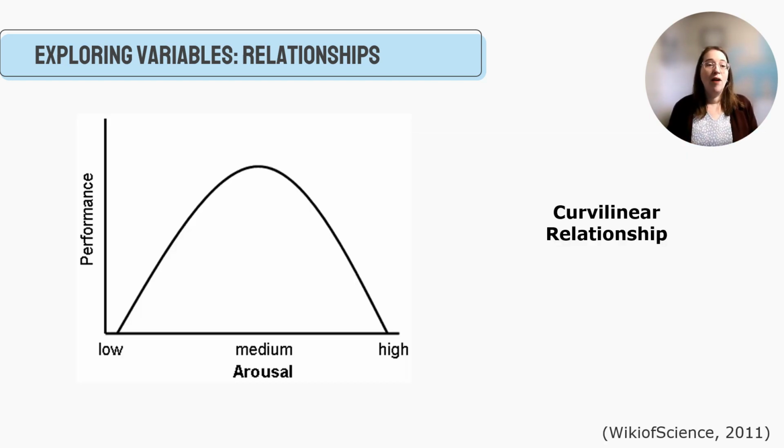This is an example of a curvilinear relationship. And what you find is that a lot of times, depending on your arousal level, you might have different performance issues. So for example, let's say someone who doesn't have a lot of arousal goes to take a test and they just don't have anything. They don't feel motivated, they don't feel stressed, they just don't feel anything. Maybe their performance is low. Maybe they don't really care about the test.